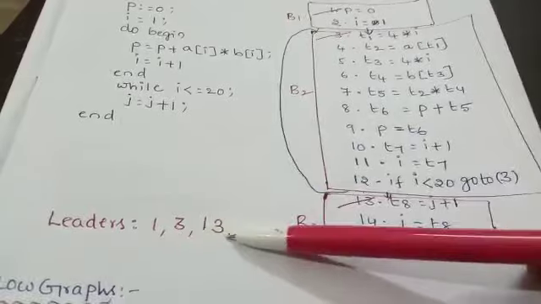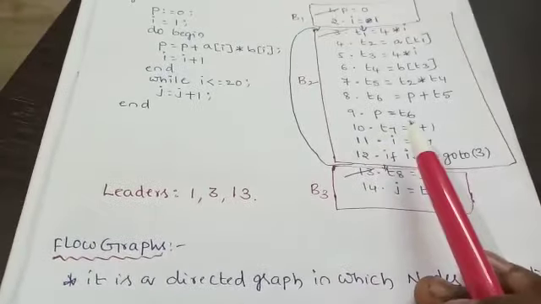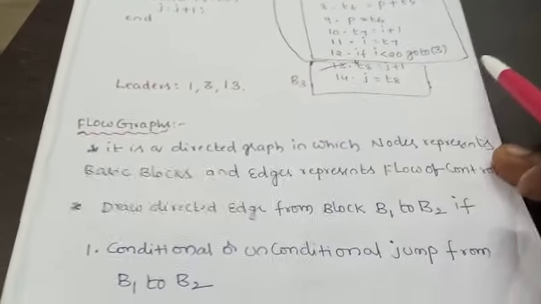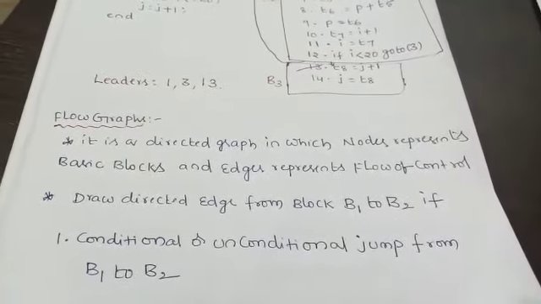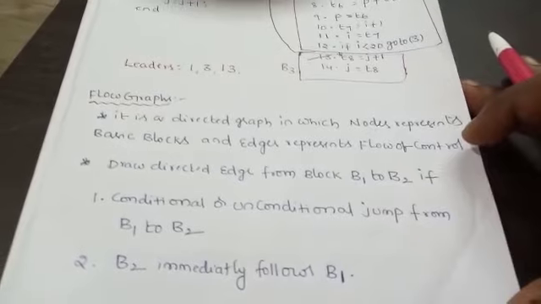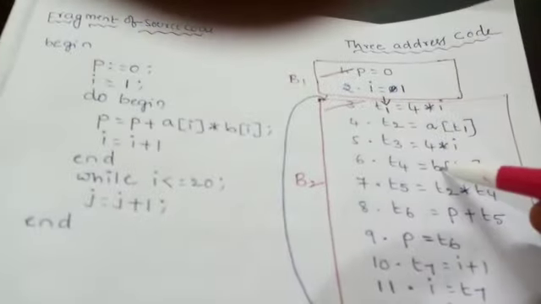First we find the leaders. From the leaders only we calculate the basic blocks. From these basic blocks we are going to draw the flow graph. We are going to convert this into a flow graph. So what is a flow graph? It is a directed graph in which nodes are represented as basic blocks and edges show the flow. We have to draw a directed edge from B1 to B2 if there is a conditional or unconditional jump from B1 to B2, and the second case is when B2 immediately follows B1. See here, B2 immediately follows B1.